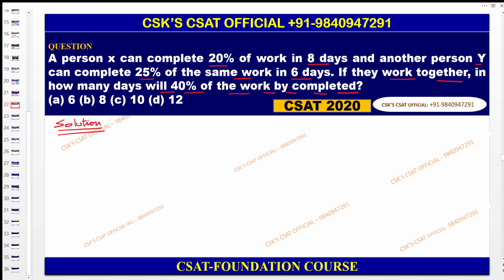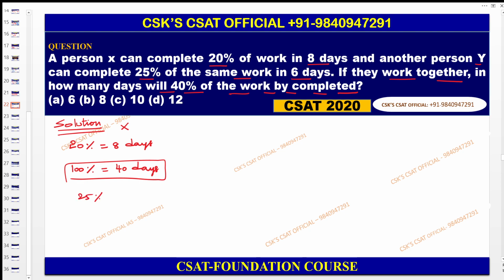First of all, you take 20% of the work completed in 8 days. Then what is the full work? Full work is nothing but 100%. 100% is completed in, multiply here with 5, so 8 fives are 40. 40 days. This is for X. Everyone understood this one? Okay.